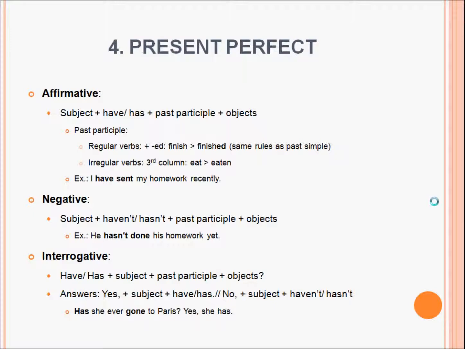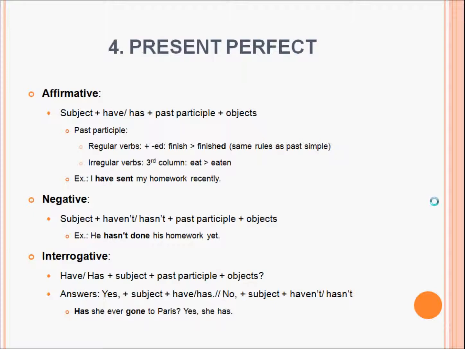The negative form, subject plus haven't or hasn't. Has or hasn't go with third person. Plus past participle plus objects. For example, he hasn't done his homework yet. Él no ha hecho los deberes todavía.